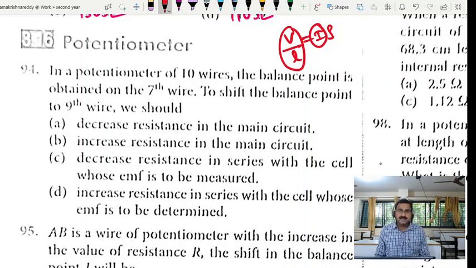Suppose the balancing point is at 20 centimeters and now I want to increase it to 40 centimeters. Then what do I have to do? Potential gradient should be less. That is possible when current is less. When you increase the resistance, the current in the circuit will automatically be less. So increase resistance in series with the cell whose EMF is to be determined. That is the point we have to observe, all of you. That is the fourth option.